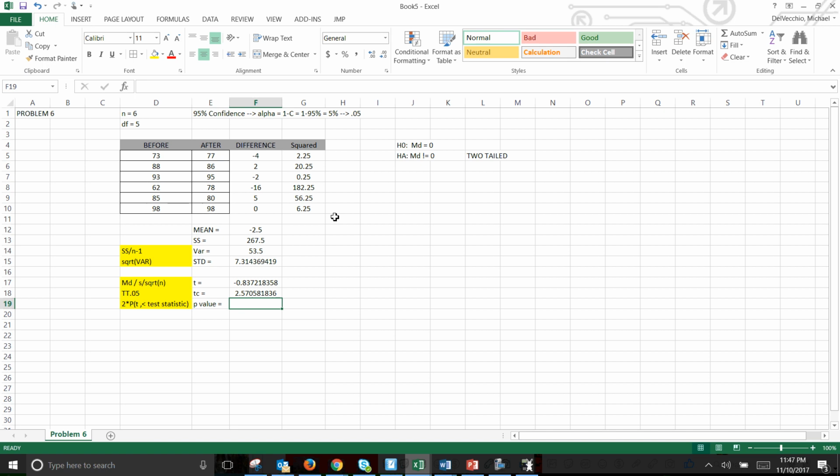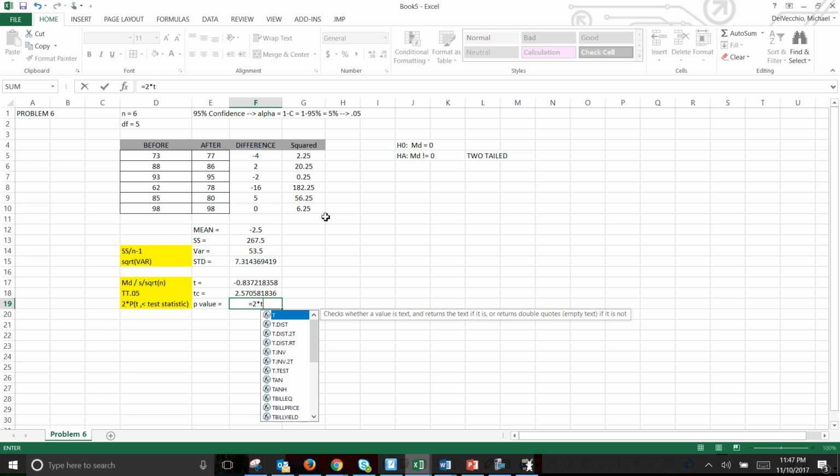Okay, and I also want to go ahead and calculate the p-value using Excel. This is going to equal, so two tails, there's going to be 2 times the area in the one tail, which is going to equal the t distribution.